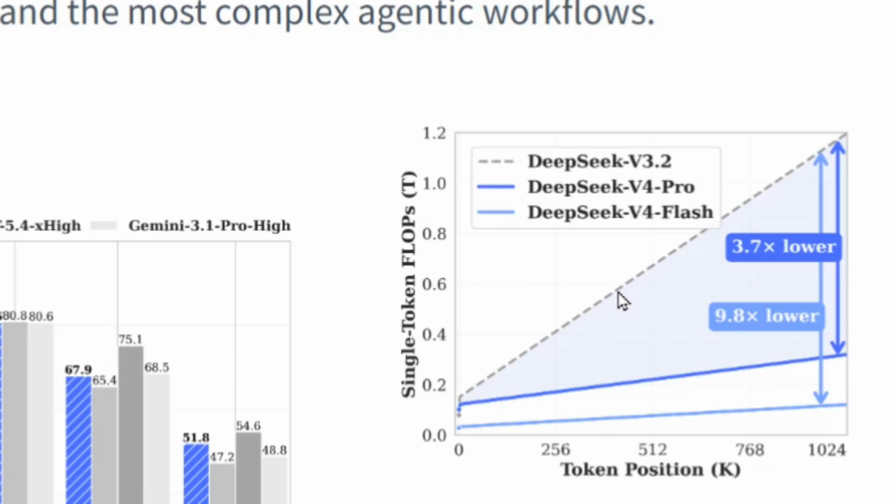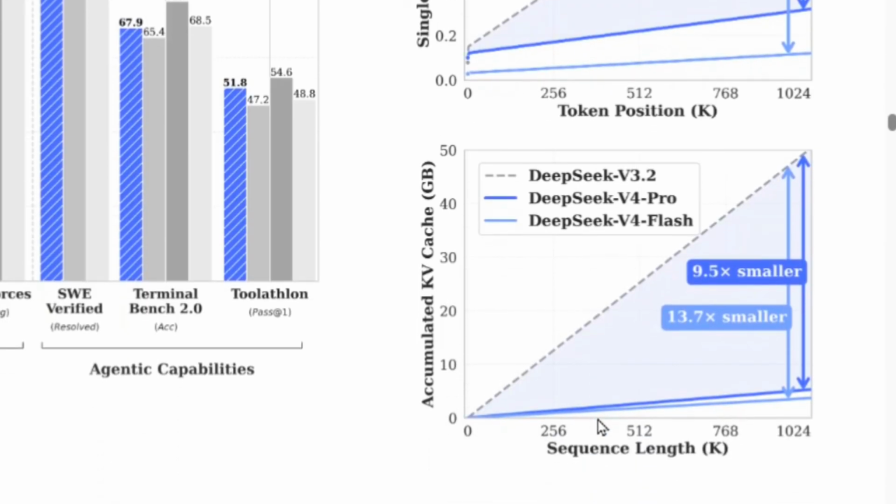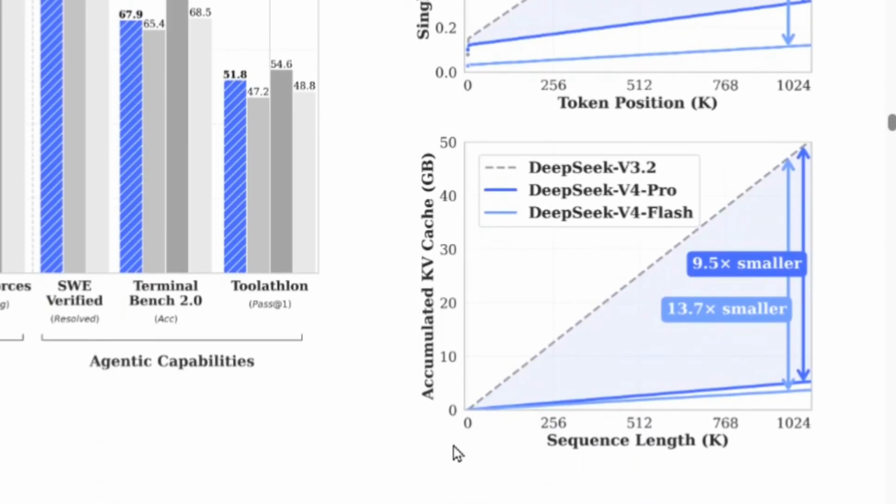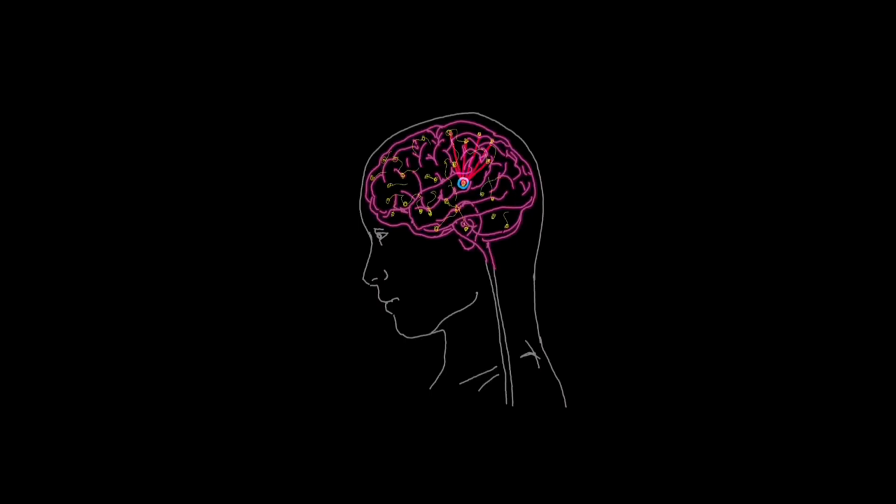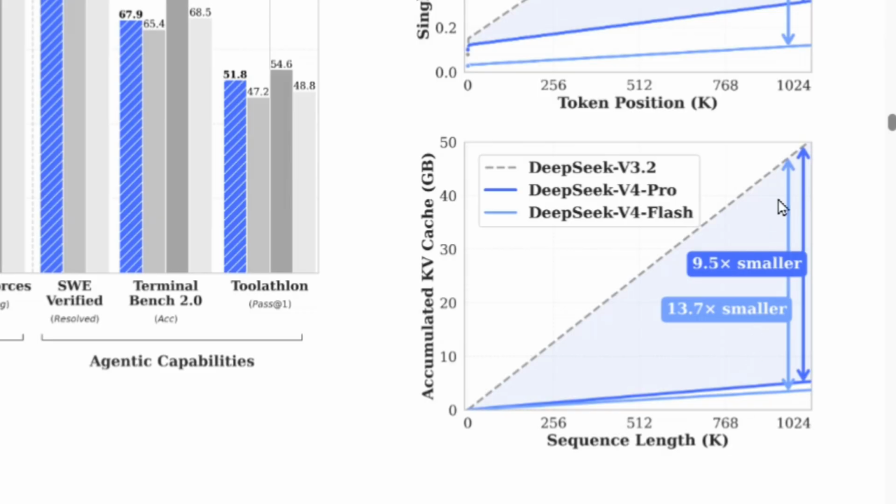And lower flops means faster responses, lower latency, and much lower power consumption, which is a huge advantage, especially for companies running large-scale AI infrastructure. But efficiency doesn't stop there. There's another major breakthrough happening behind the scenes: KV cache optimization. Now, here's why this matters. The lower the memory usage, the cheaper and faster the AI becomes to operate.